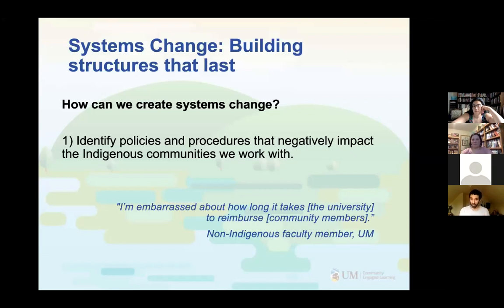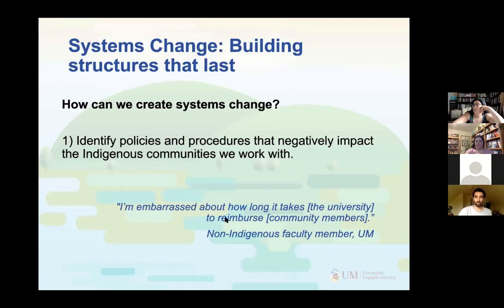So the first thing that needs to happen is that we need to identify policies and procedures that negatively impact Indigenous communities we work with. This is one of the quotes someone shared with us during the consultations. It was a non-Indigenous faculty at the university. The person said, "I'm embarrassed about how long it takes the university to reimburse community members for their work."